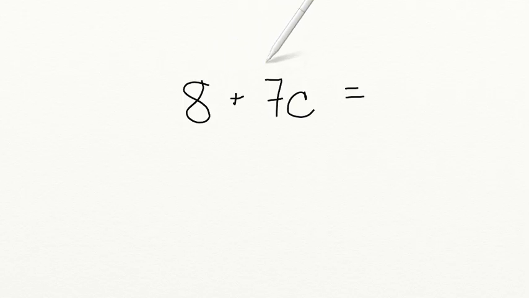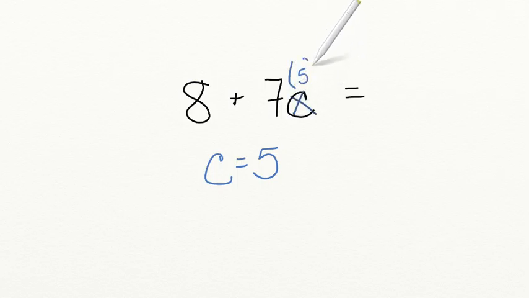8 plus 7 times c equals blank. Now remember, when you have a variable that's right next to a number, it means multiplication. So what does c represent? The variable c has a value of 5. So I'm going to replace c with the number 5. But notice that I'm putting the 5 in parentheses. This is because we need to remember that we're multiplying 7 times c. And if I just put a 5 there, it would look like 75. It would not look like we were multiplying 7 times 5.